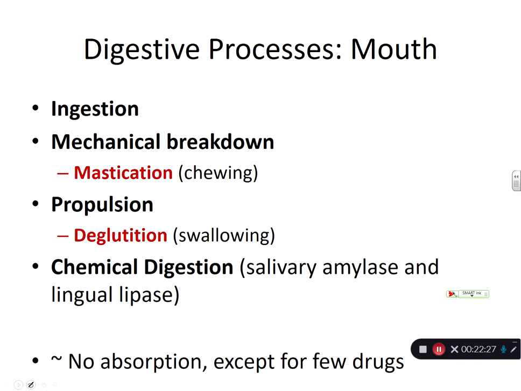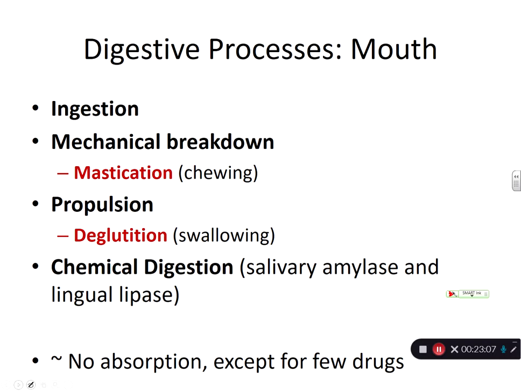Does anyone remember our 4 macronutrients? Carbs, lipids, proteins, and I'm just going to write NA, nucleic acids. Do you remember what amylase helps to break down? Not lipids. Not nucleic acids. Carbohydrates, right? It's going to break them down into sugars, right? Monosaccharides.